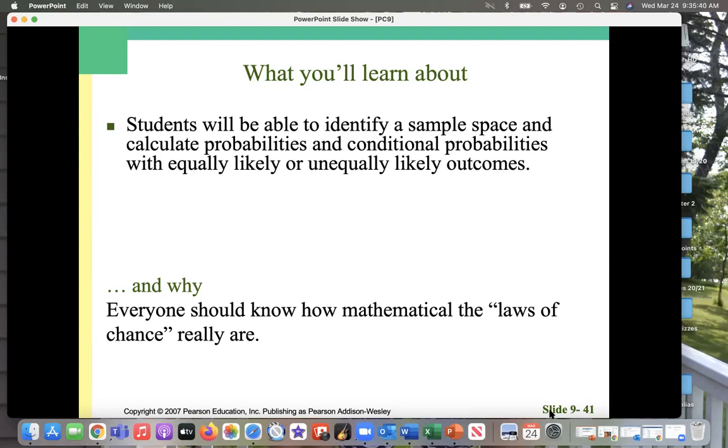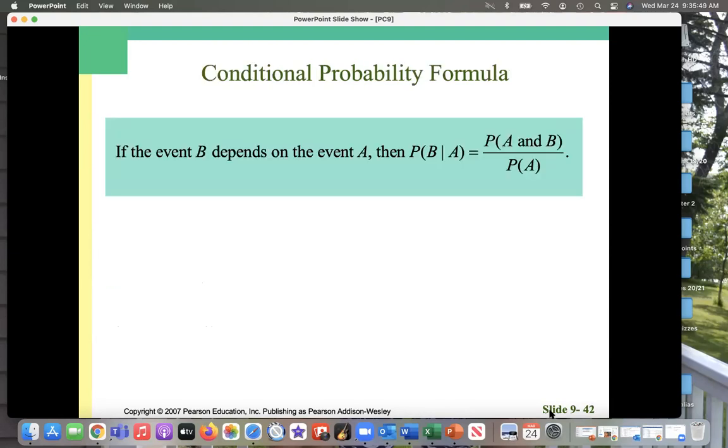All right. So once again, students will be able to identify sample space, calculate probabilities, and conditional probabilities, which we're going to talk about today, as well as binomial probabilities. Now, this is a conditional probability formula that you were exposed to last year, right? Because I know we just covered it in Algebra 2. We might have seen it in a little bit different form. But it says if the event B depends on the event A. We talked a little bit about dependent probability yesterday.